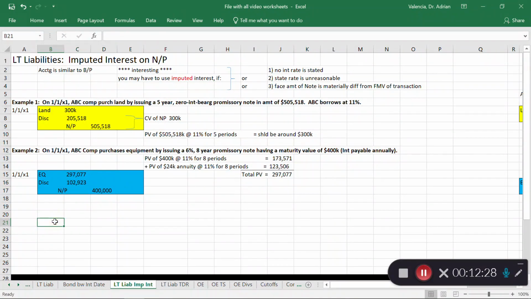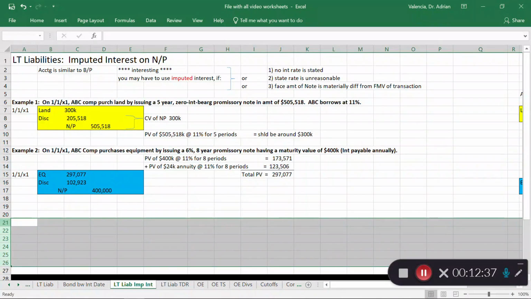All right. So naturally, you'd want to know, how do we amortize this? How do we deal with the interest when it comes due, right? So let's go ahead and do that. Let me show you here.